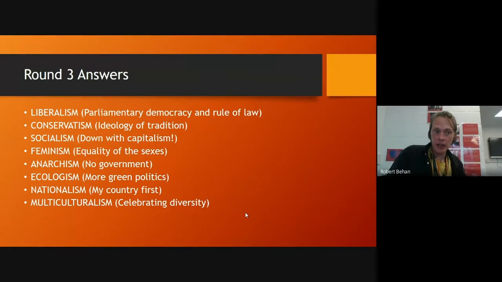Socialism, another ideology. These first three we give quite an in-depth study to throughout the course. Socialism, down with capitalism, either reforming capitalism or destroying capitalism. There are different types of socialists, but basically the big idea behind socialism is criticizing capitalism and looking to either, like I say, reform or destroy it, depending on which end of the spectrum you're coming at.